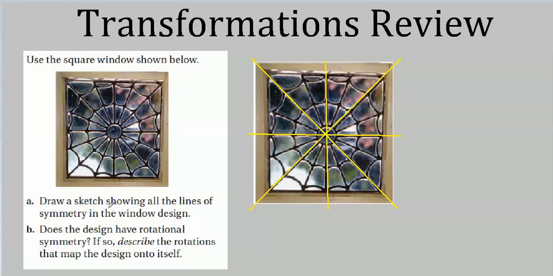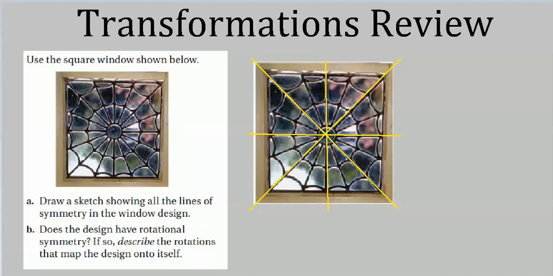I want to see all the lines of symmetry in this window design. Now, it's tempting to look at this as, gee whiz, what do we got here? 1, 2, 3, 4, 5, 6, 7, 8, a 16-agon. Well, it's tempting to look at it that way, but it won't quite work because of all these extensions that go beyond the actual polygon here. So the symmetry of this turns out to be exactly the same symmetry of a rectangle or a square.